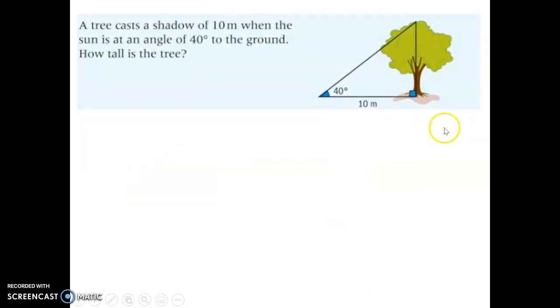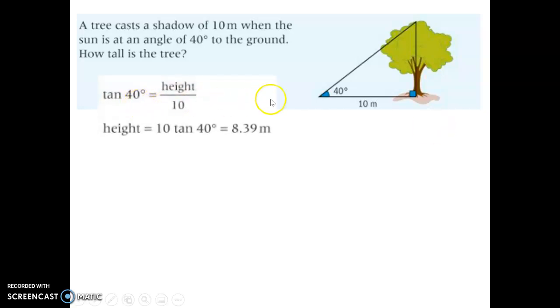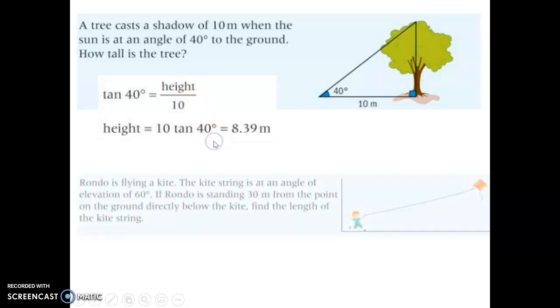Here's two questions. So even before we jump into our topic for this video, try these two to start. Two easy ones. How tall is the tree? Okay, in that case, using tangent, because we want the opposite and we know the adjacent, so we set it up here and solved. Okay, try this one here.